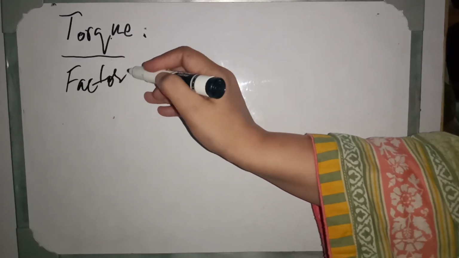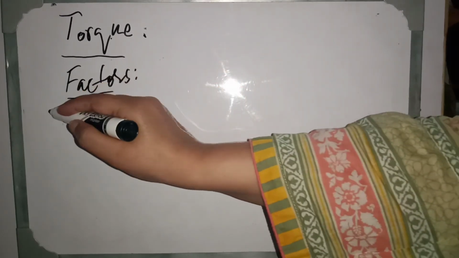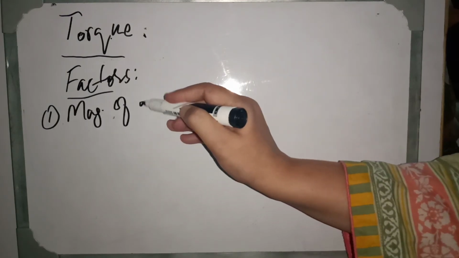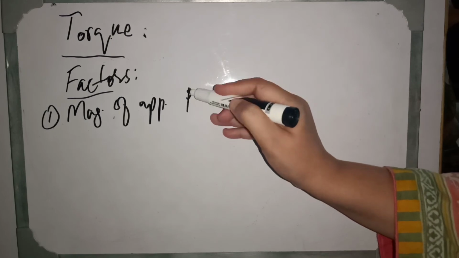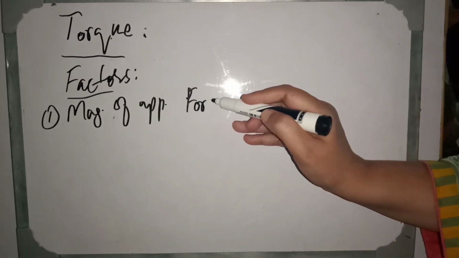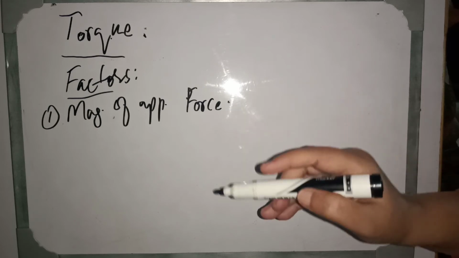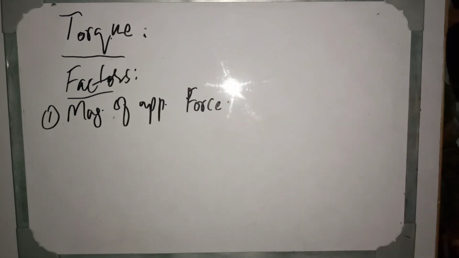Now we have to explain the factors on which torque depends. There are three factors on which torque depends. The first factor is the magnitude of applied force. Obviously, if more force is applied, more torque will be produced. If less force is applied, less torque will be produced. So in this way, torque depends upon the magnitude of force.